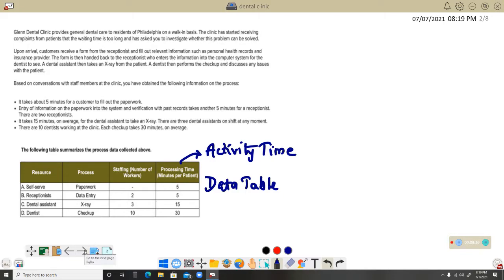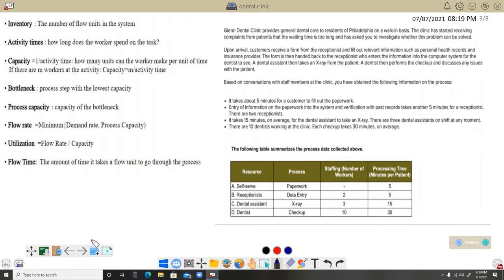So this was the particular question that my students were discussing with me, how to get the solution for that. As I said, some more terminologies that you should understand. The first one is inventory. The number of flow units in the system is generally what we call inventory. Activity time, or the process: how long does the worker spend on the task? That is what we call activity time or processing time.